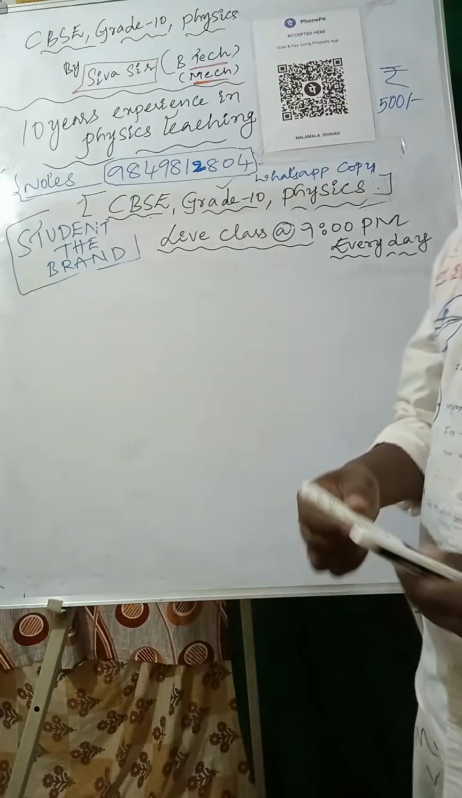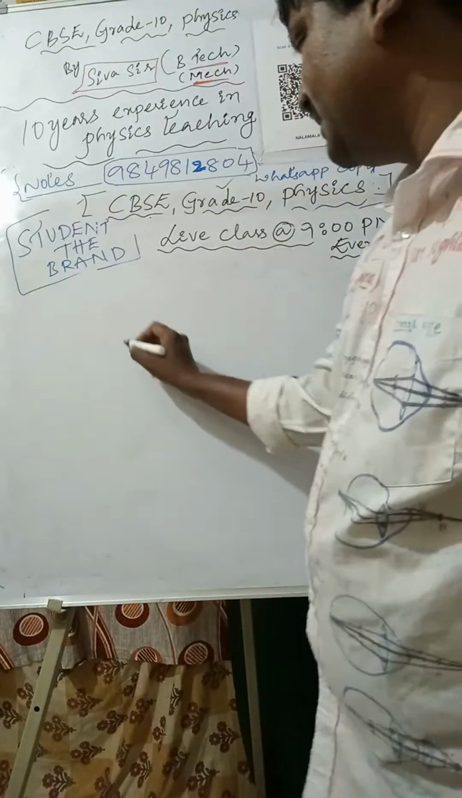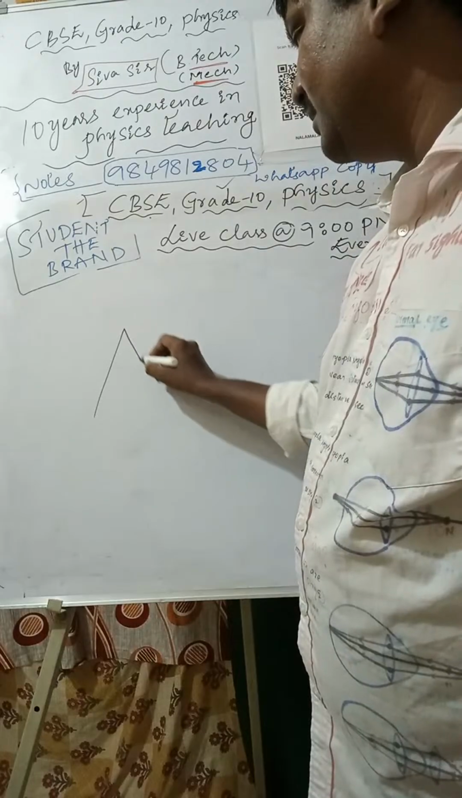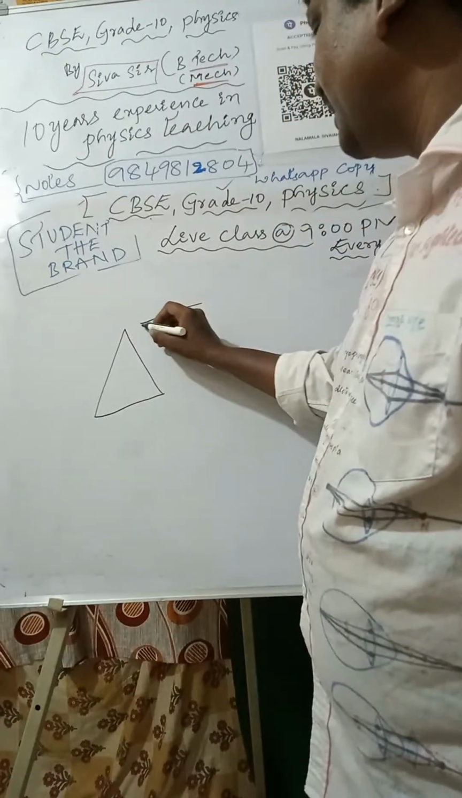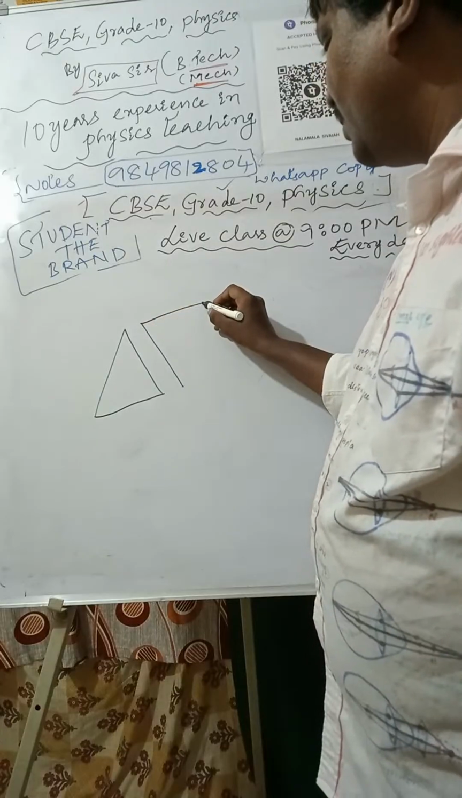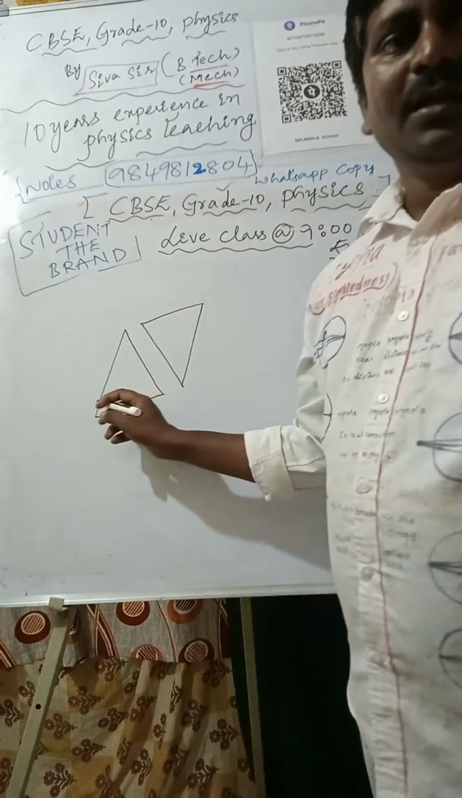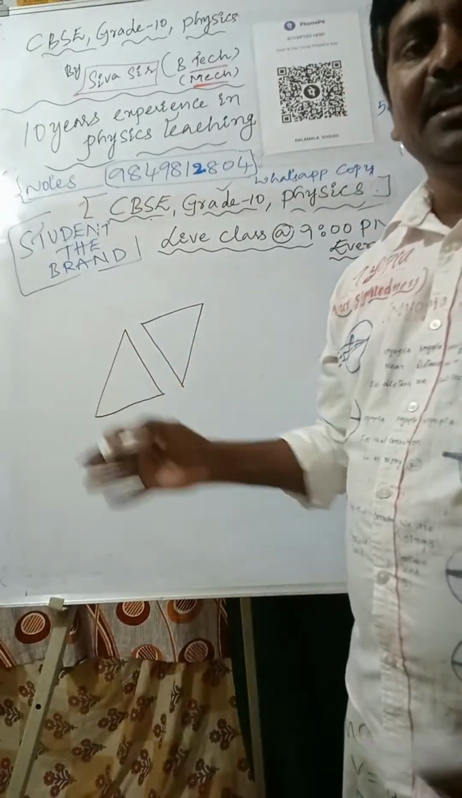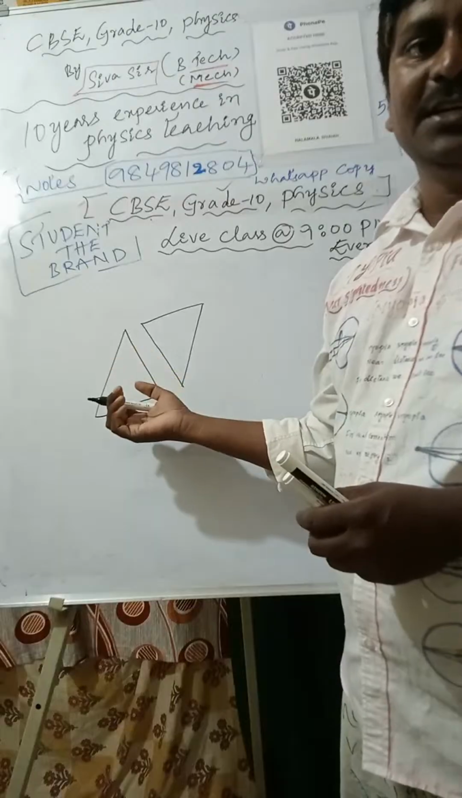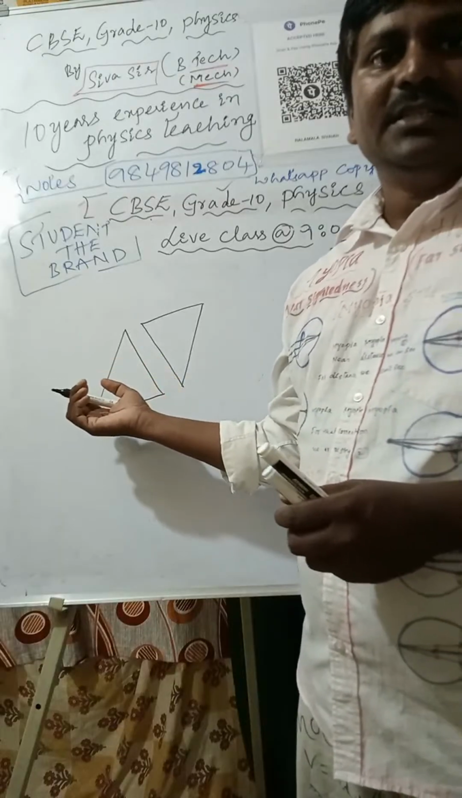So I'm considering like this. This is the prism, one prism, and one more prism I'm taking like this here. So Newton placed it normally. The previous one I said, right, when light passes through that, it's split into 7 colors.